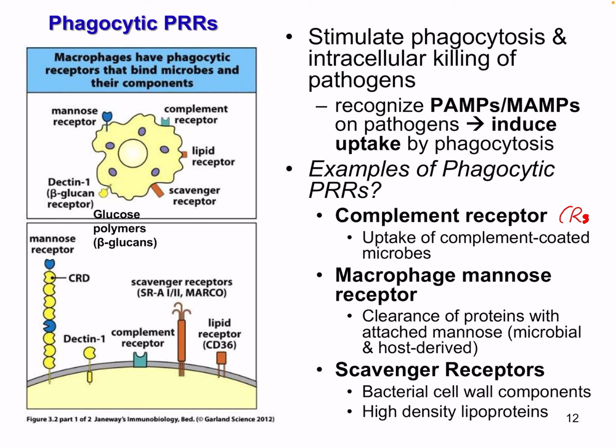So as we can see here, our macrophages have phagocytic receptors that bind to microbes and their components. Again, mannose, complement, even lipids, and our scavenger receptor, as discussed. And our dectin-1, which detects glucose polymers or beta-glucans.